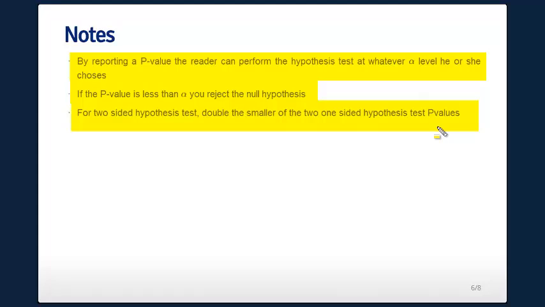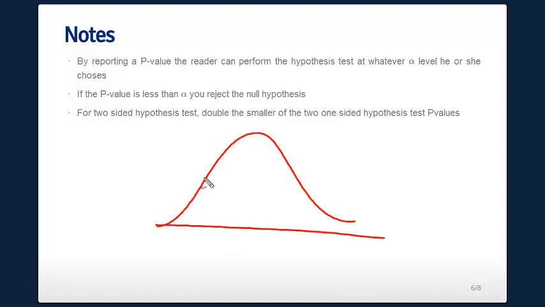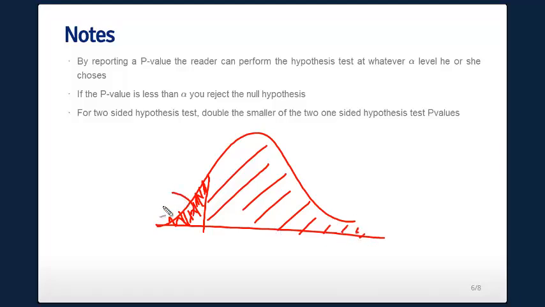For two-sided hypothesis tests, you double the smaller of the two one-sided p-values, right? So if your z distribution looks like this, and you got a test statistic right there, here's the p-value for that direction hypothesis test, here's the p-value for the other direction. You take the smaller one and double it, and that's your p-value.